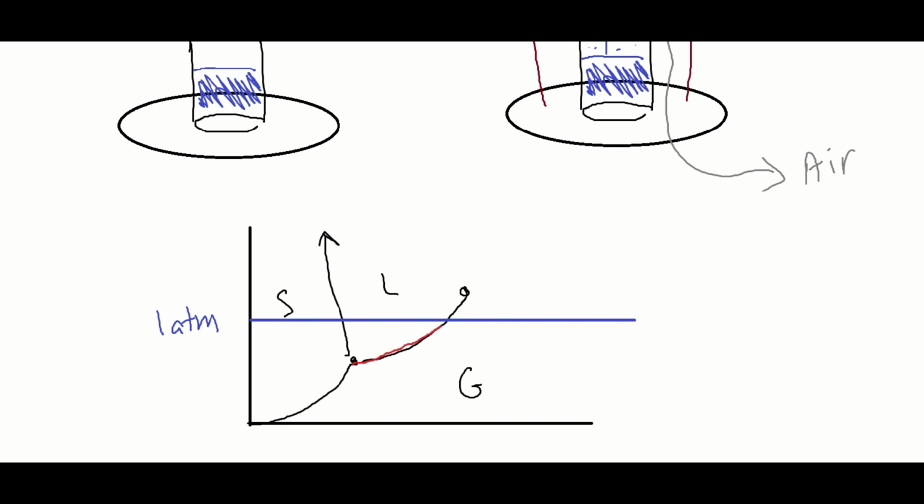This red line represents the equilibrium between liquid and gas. Every point on this red line represents a boiling point at a specific pressure and temperature. This point here represents the normal boiling point of water, which means the boiling point at 1 atmosphere, and that's 100 degrees Celsius. I'm sorry, this x-axis represents temperature, and this y-axis represents pressure.